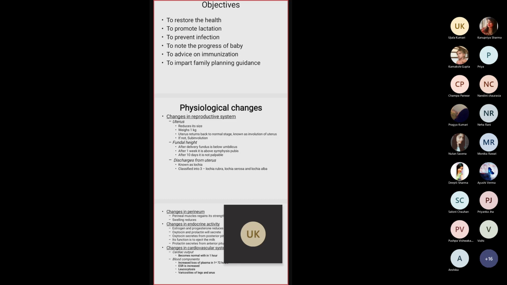So these are the 3 types of discharges from the uterus. The discharges are known as lochia, divided into 3: lochia rubra, lochia serosa, and lochia alba. Fine.